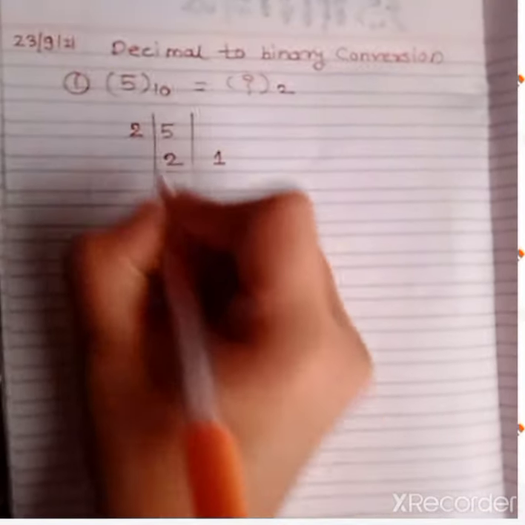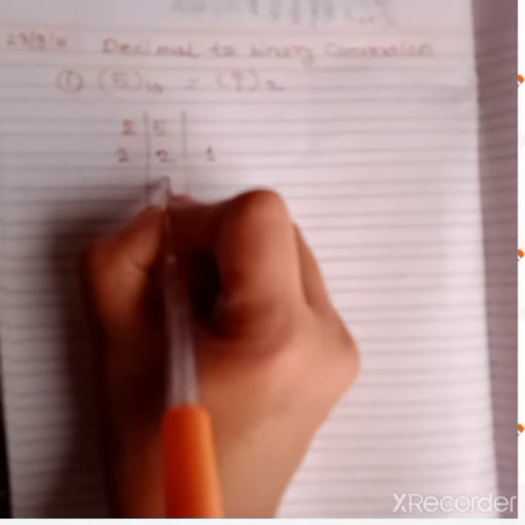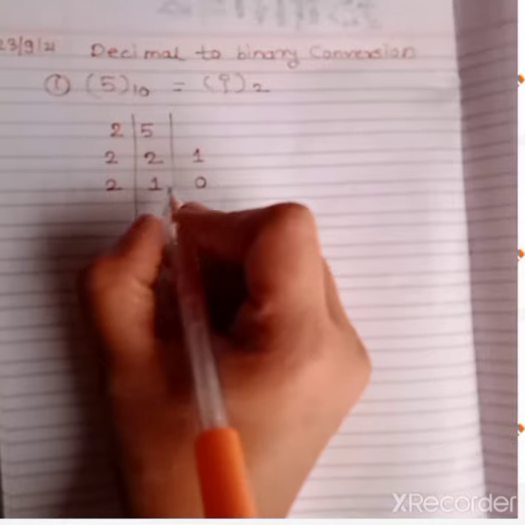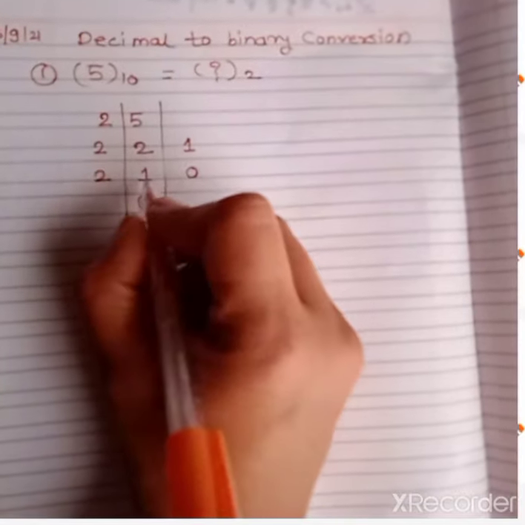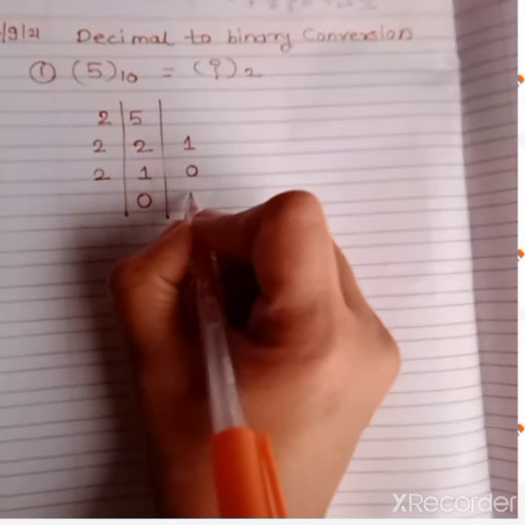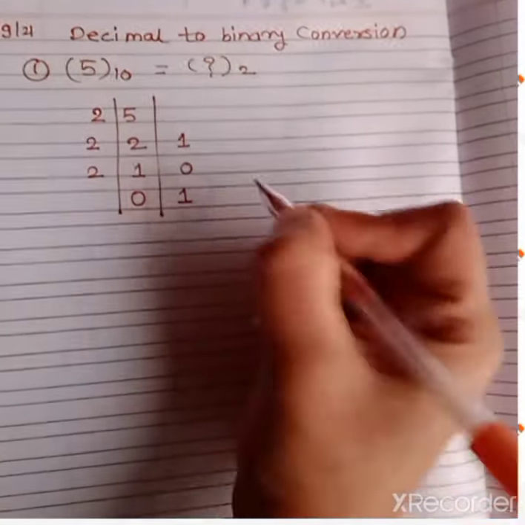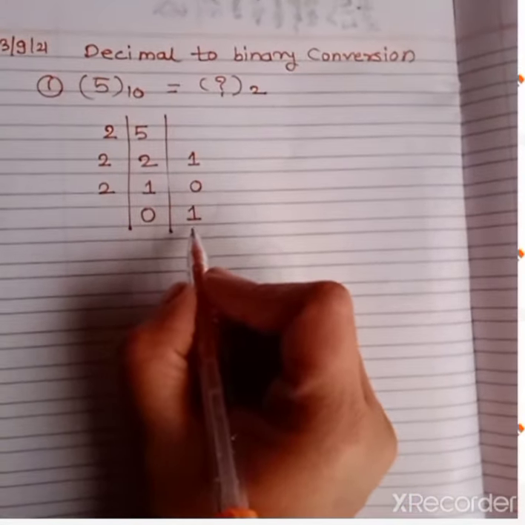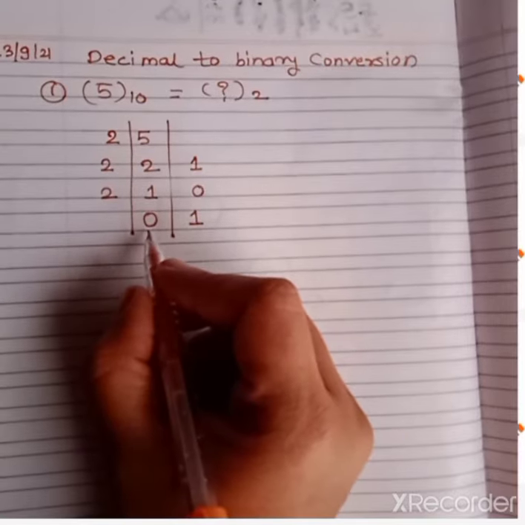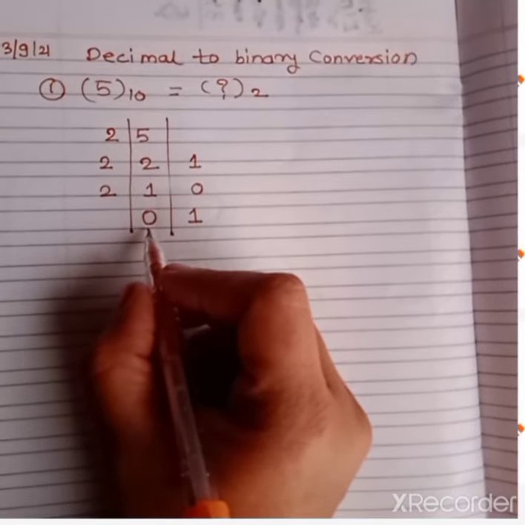So 2 2s are 4, remainder 1. 2 1s are 2, remainder 0. 1 divided by 2, answer is 0, and this dividend will come as a remainder. So here we stop our division because there is nothing left to divide here.